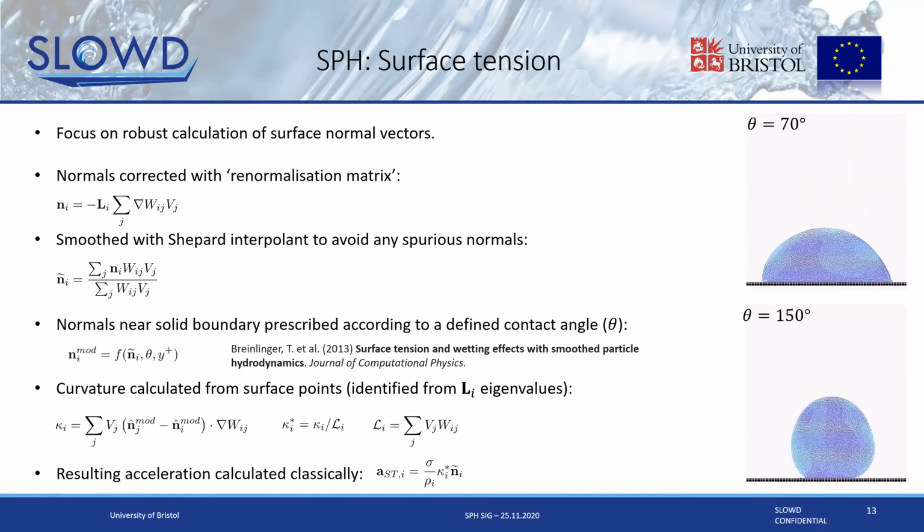So you can see these two videos on the right here. In the top, we're looking at the 70-degree contact angle, which is what we expect to see in our experimental work, water acting against an acrylic tank. Whereas in the bottom one, we've got 150 degrees for our contact angle, and this is more representative of a hydrophobic surface. And then from these modified normals, we calculate the surface curvature, and then the resulting surface tension accelerations in this fairly classical Morris formulation.